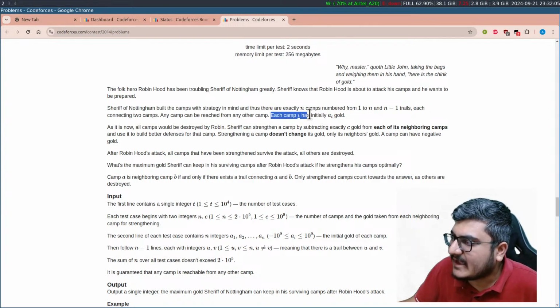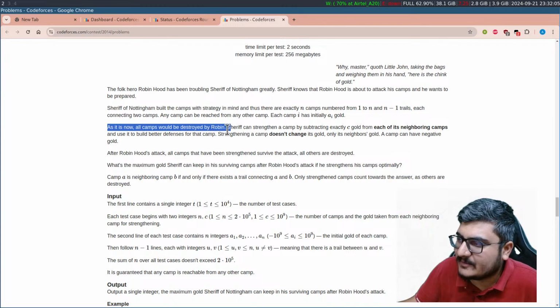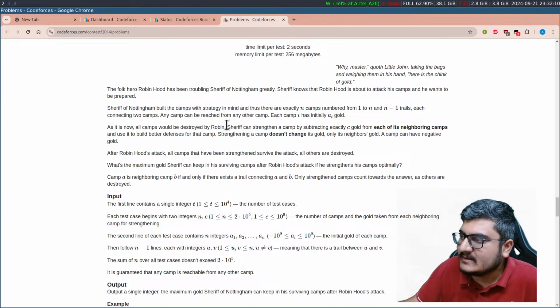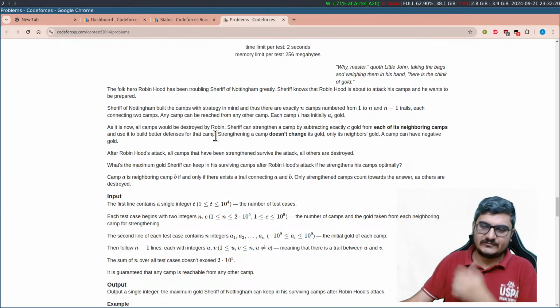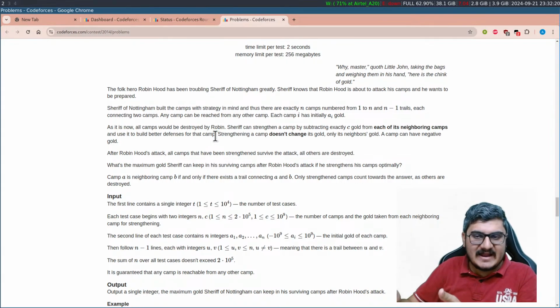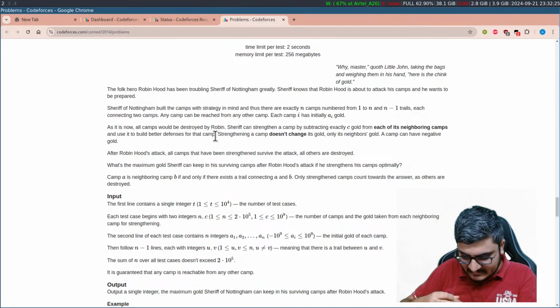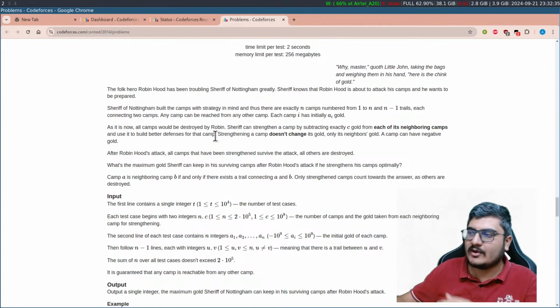Then it says camp i has a_i gold initially. As it is now, all the camps could be destroyed by Robin. Sheriff can strengthen a camp by subtracting c gold from each of its neighboring camps and using it to build a better defense of that camp. So what Sheriff can do is, he initially has n different places connected by n-1 roads, basically a tree. He can make some places a safe place by taking c gold from each of the neighbors of that place.